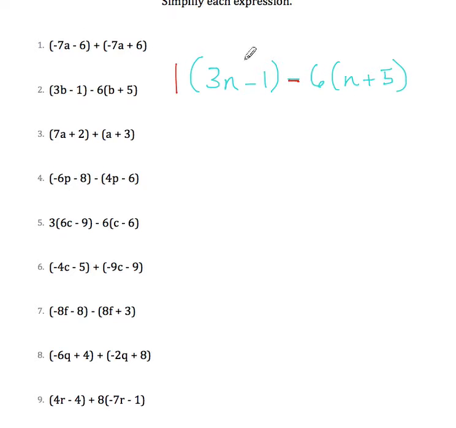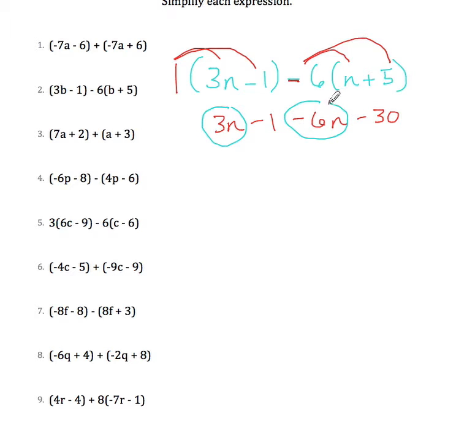So same thing here. We're going to simplify, get rid of these parentheses by distributing. 1 times 3n is 3n. And then 1 times negative 1 is negative 1. Now over here, I'm going to do negative 6 times n, and that gives me negative 6n. And then negative 6 times 5 gives me a negative 30. All right? So now let's find those like terms. So I have a 3n and a negative 6n. If I write that out, 3n minus 6n, well, 3 minus 6 is a negative 3. So therefore, 3n minus 6n is negative 3n.